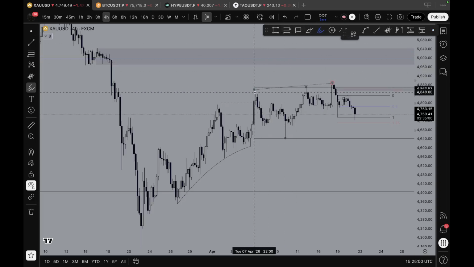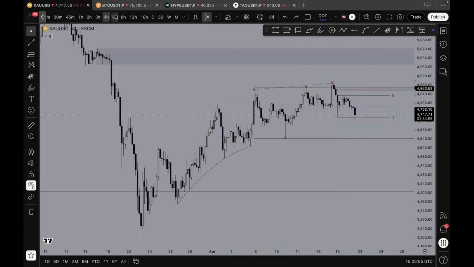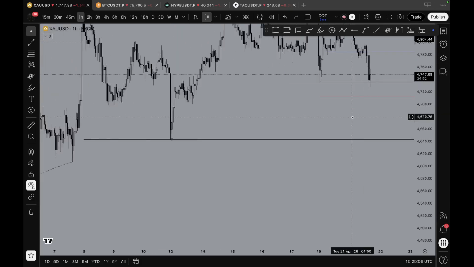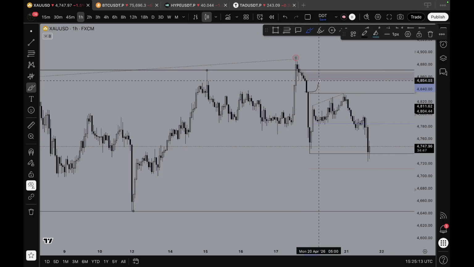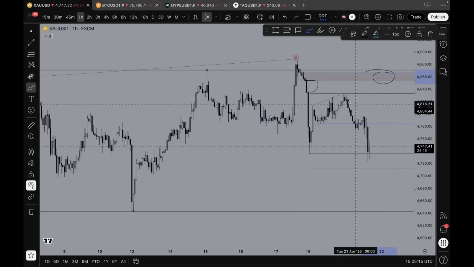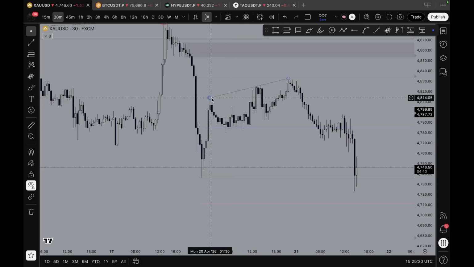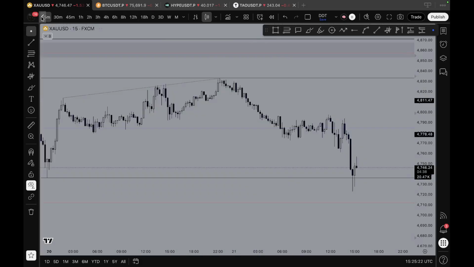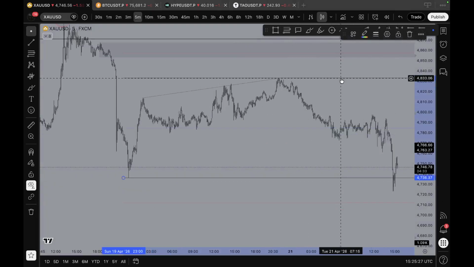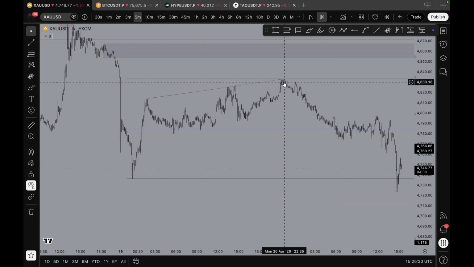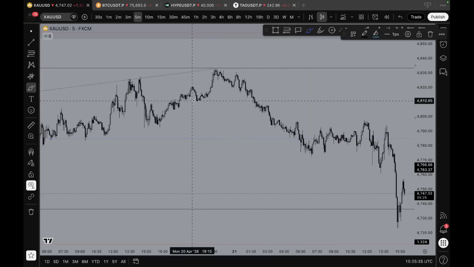Then we also had like a 1, 2, 3 model 1 distribution. So I was super interested in shorts, but my main POI for shorts was a little bit higher, which is this fill of the imbalance right here into this supply. But just before hitting that, price internally formed a 3 drive, bearish 3 drive, which could have been shorted.